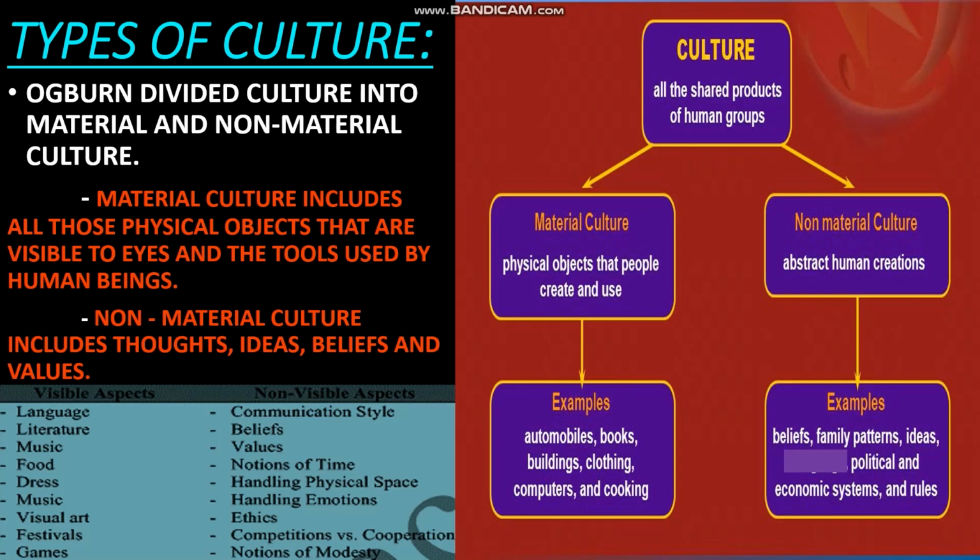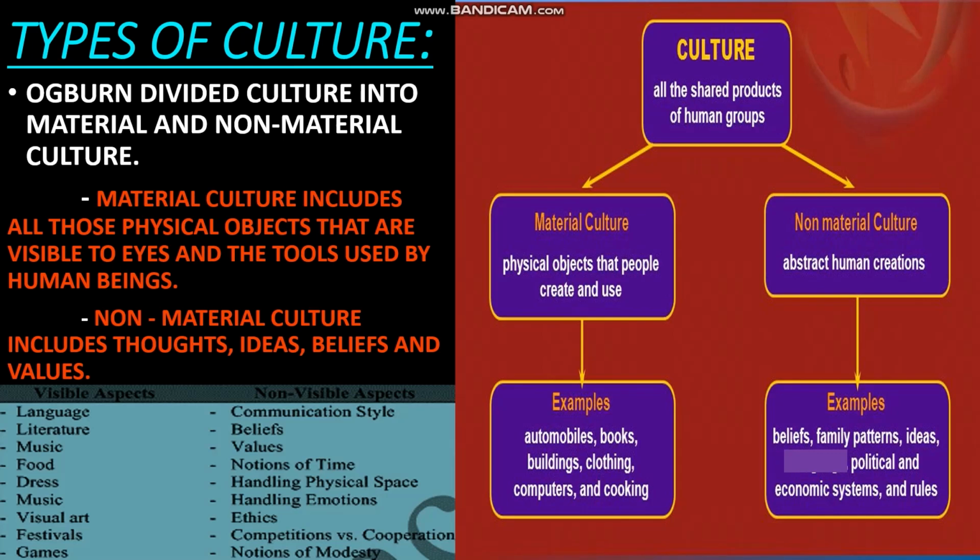And in the non-material culture, it includes even the communication style of the people, beliefs of the people, values of the particular society, ideas about the notions of time, handling physical space, handling emotions, how they are able to handle their emotions, ethics followed by the society, competition versus cooperation, how they are competing with each other, how they are cooperating with each other, and ideas about modesty. So these are the non-visible aspects which come under non-material culture.